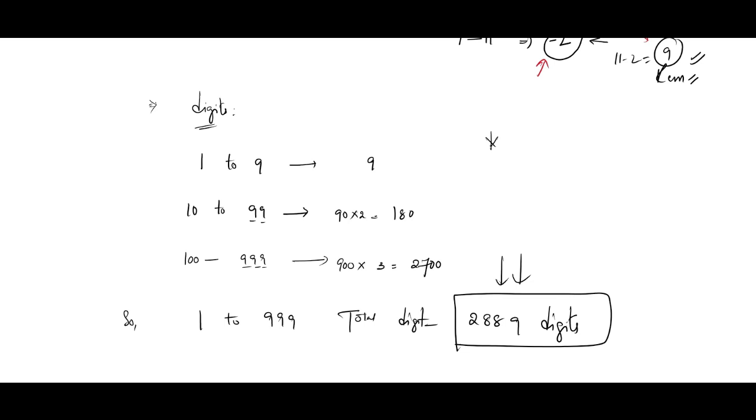They'll also say that in 1 to 99, every digit will repeat 20 times. Remember, in 1 to 99, every digit will repeat 20 times.